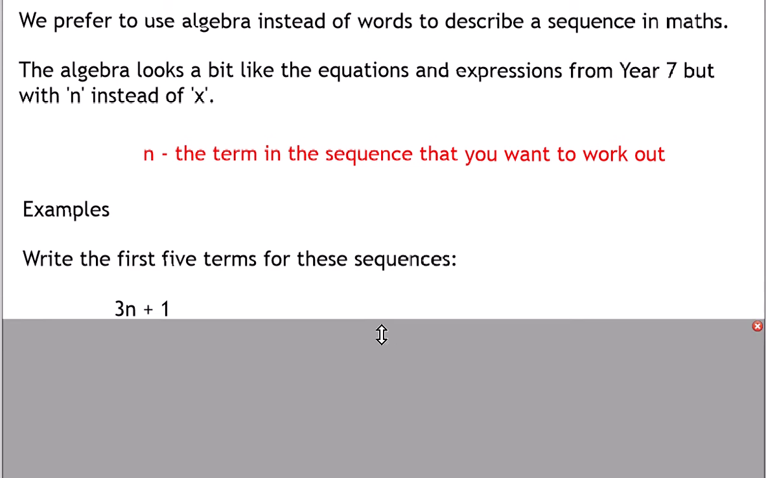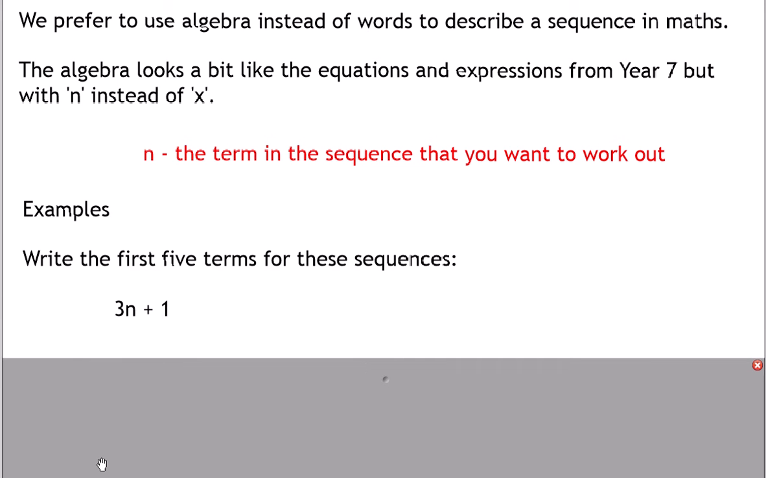Here are some examples then. I'll do these with you, but at any time if you think you can do them before me, then pause the video and try them on your own. It says, write the first 5 terms for these sequences. So what we're going to do is work it out when n is 1, again when n is 2, when n is 3, when n is 4, and then we'll stop when n equals 5 because it said to do the first 5 terms.